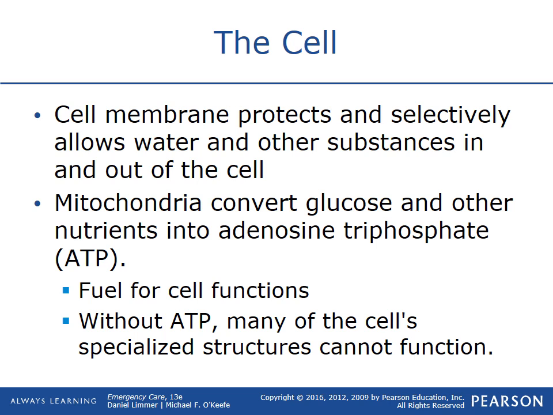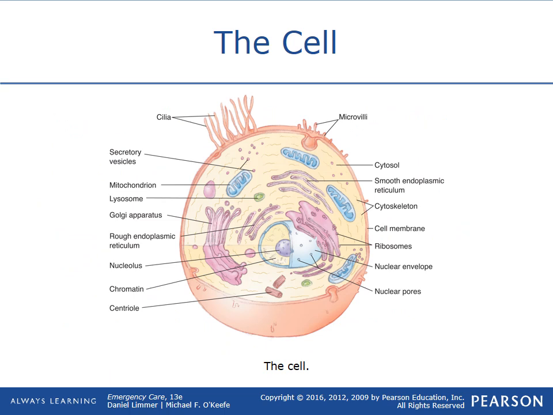So energy for the cell is produced largely by the mitochondria, the structures that are responsible for the conversion of glucose and other nutrients into energy, which is ATP. And here's a picture of the cell and all of its components. Take a note that the cell has a membrane that surrounds it, and then of course you've got the mitochondria inside. That's where energy is produced, and that's where it makes ATP.